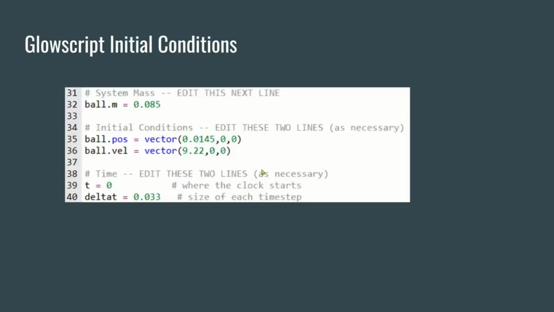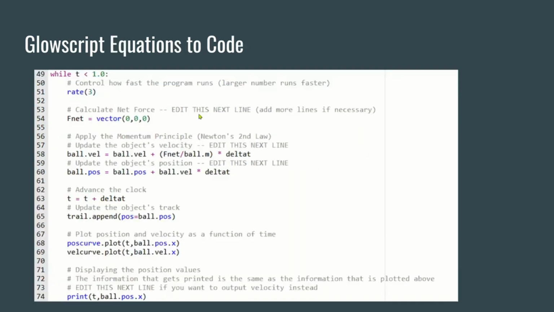And here are the initial conditions I used for GlowScript, which was basically the data I got from Tracker. As you can see, here's the mass, initial position, initial velocity, the start time, and the size of each time step. And here are some of the equations that I converted to code in GlowScript. Line 58 shows the position update formula, and line 60 shows the velocity update formula.